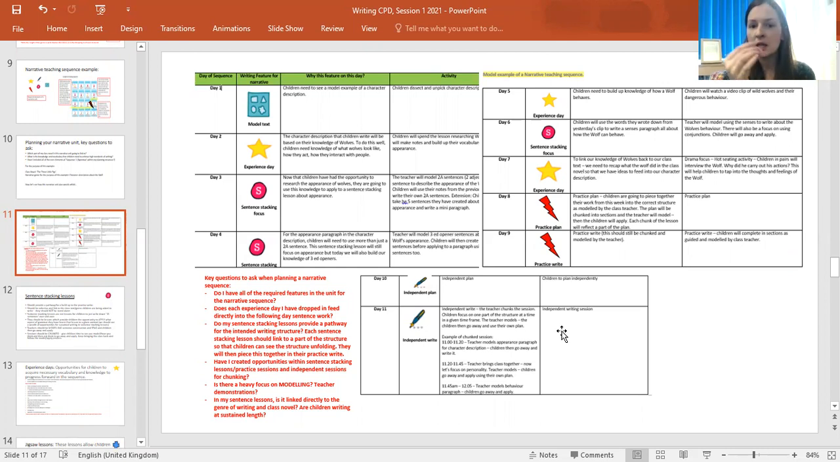Where you choose to put in the experience days and the sentence stacking days is up to you, and then obviously your practice write and your independent write will come at the end of that sequence as normal.